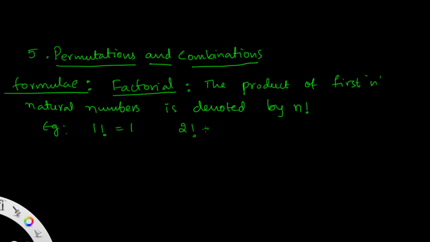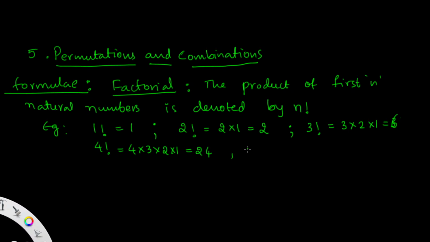Now some examples. 1 factorial is 1, and 2 factorial is 2 into 1, that is 2. Similarly 3 factorial, we write 3 and the decreasing terms, 3 into 2 into 1, that is 6. Similarly 4 factorial is 4 into 3 into 2 into 1, that is 24. In the same way 5 factorial is 120, and 6 factorial is 720.